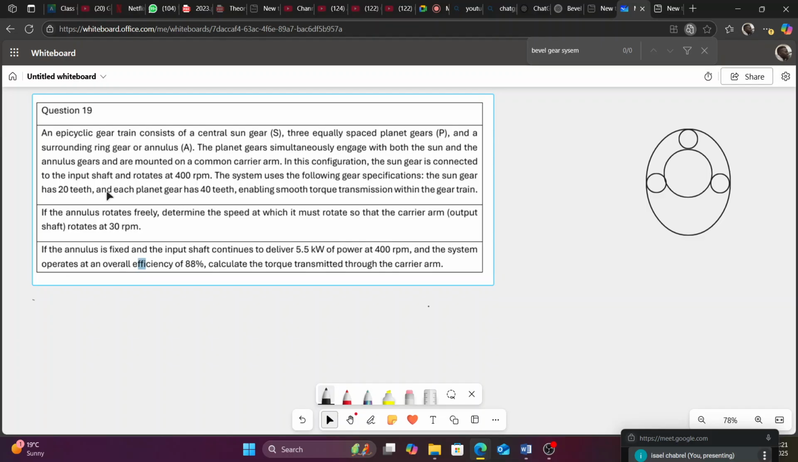They say the sun gear is connected to the input shaft at 400 RPM. Now, they say it again. The system uses the following gear specification. The sun gear has 20 teeth. If you remember on yesterday's question, we were asked to solve for the number of teeth. But the good thing here is that the number of teeth is provided.